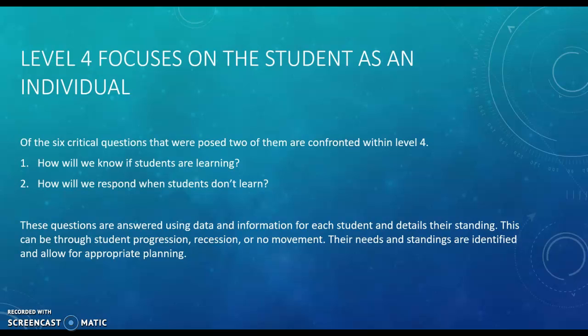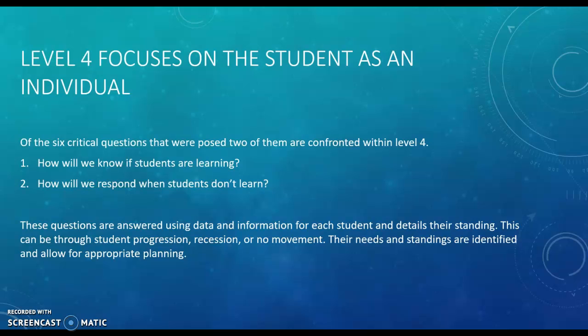Level 4 focuses on the student as an individual. Of the 6 critical questions that were posed, 2 of them are confronted within Level 4. How will we know if students are learning? How will we respond when students don't learn?